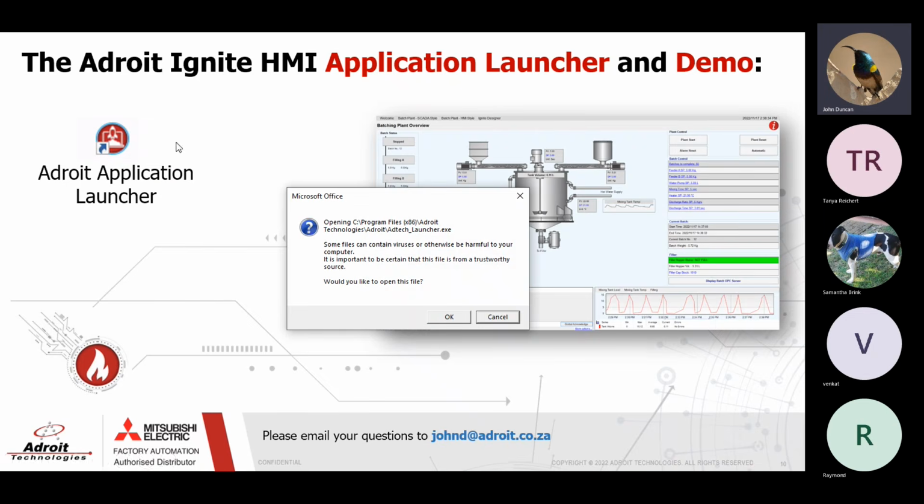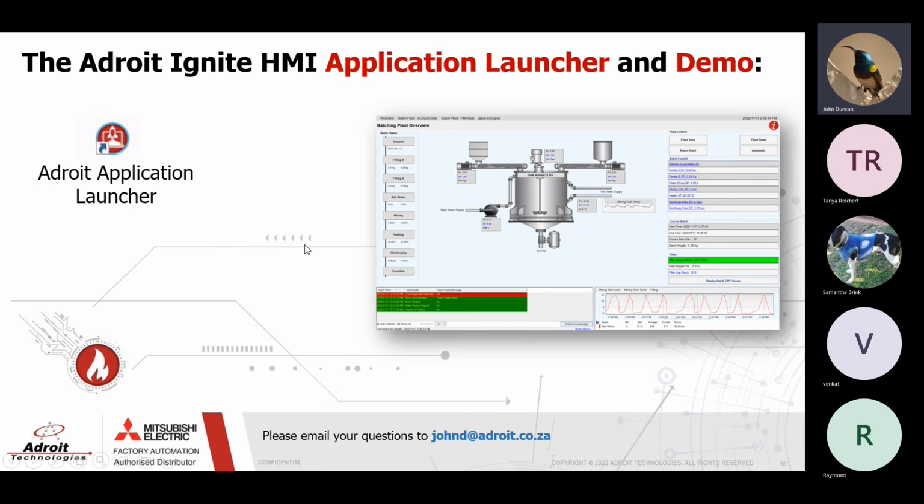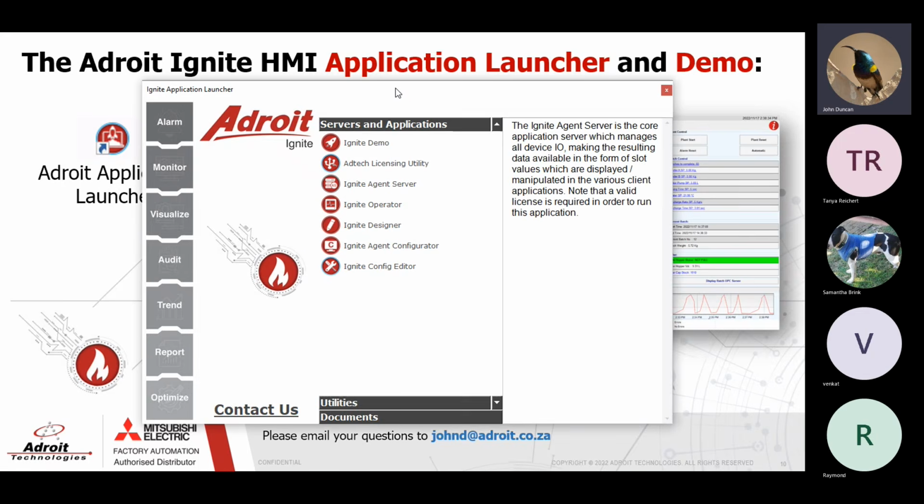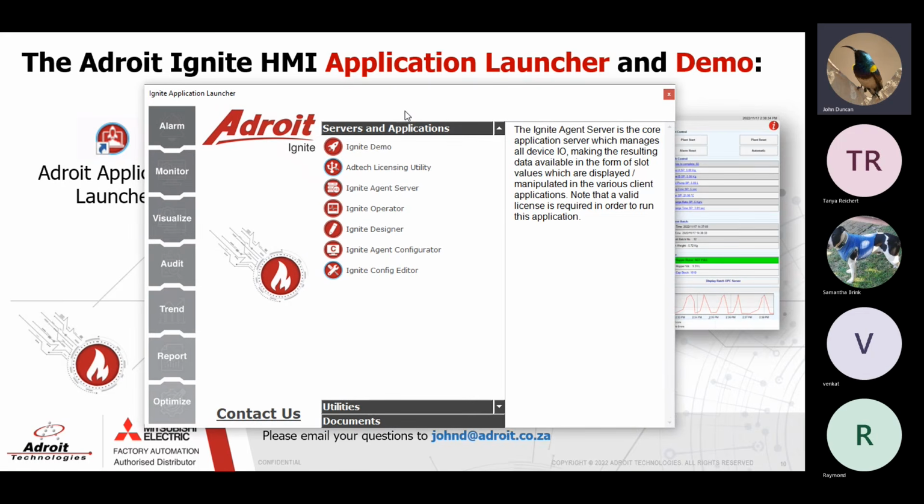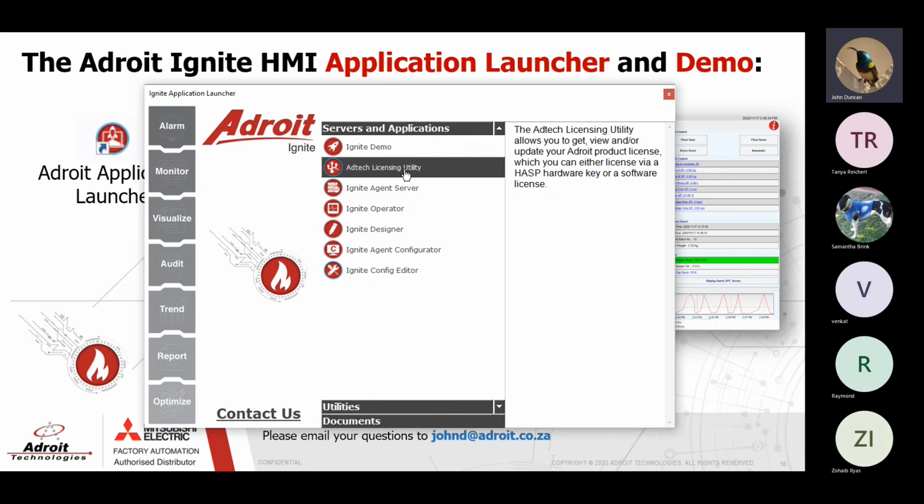Once you install the software, you'll get the application launcher on your desktop. On clicking it, this little window pops up, which is what we call the application launcher. From here, we can run our demo, or we can run our licensing utility. In order to get you up and running, you need a license to run the software.